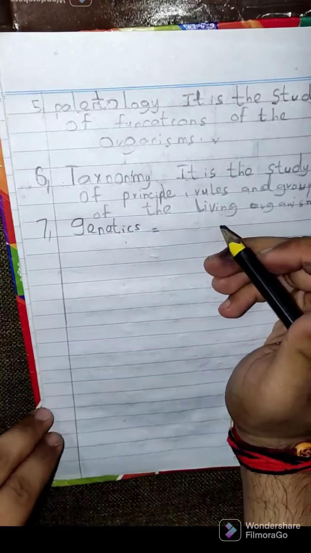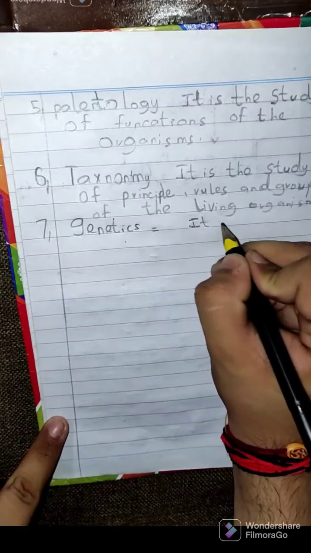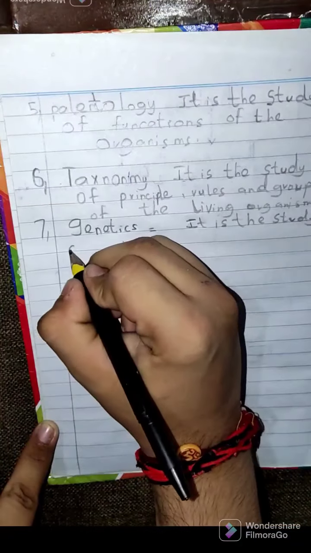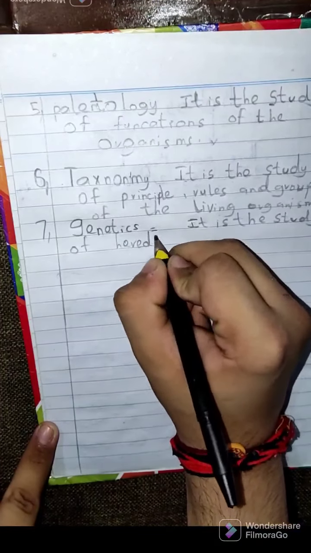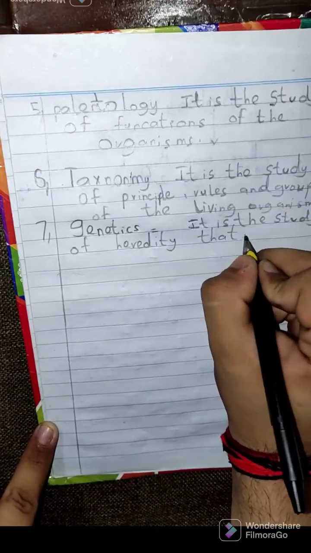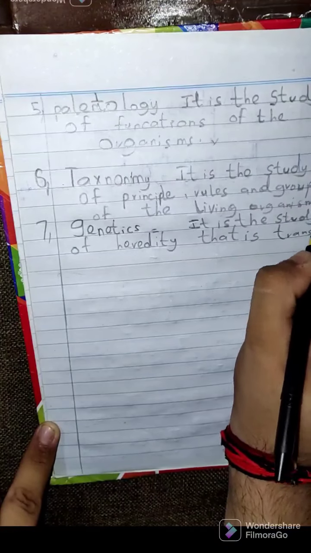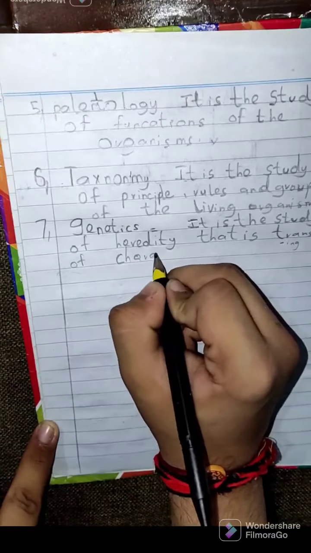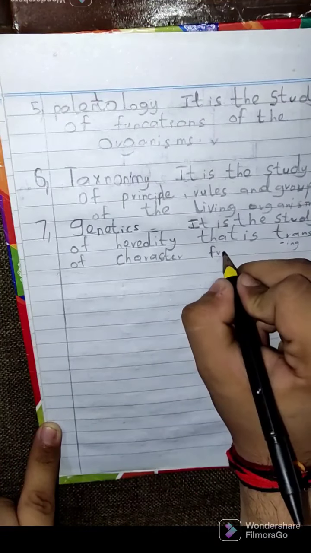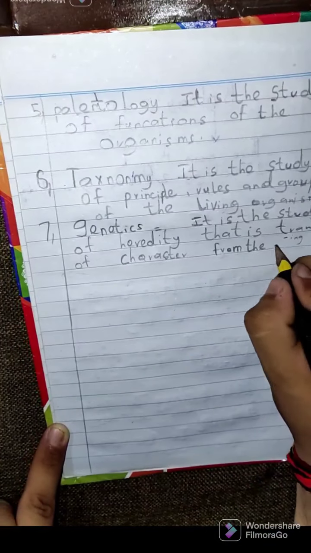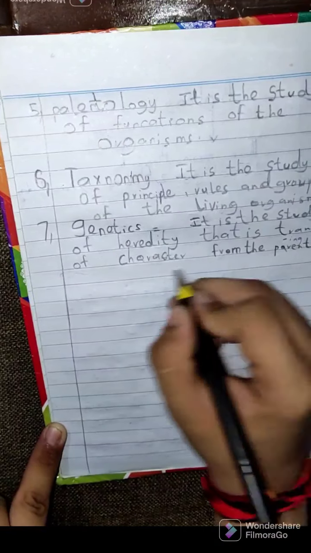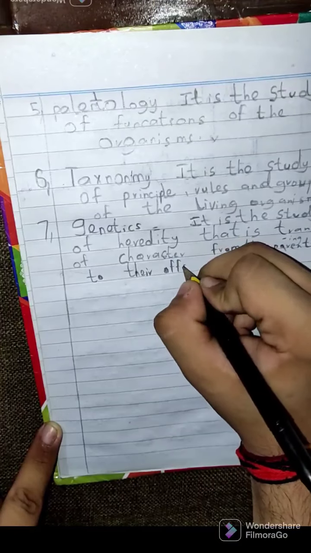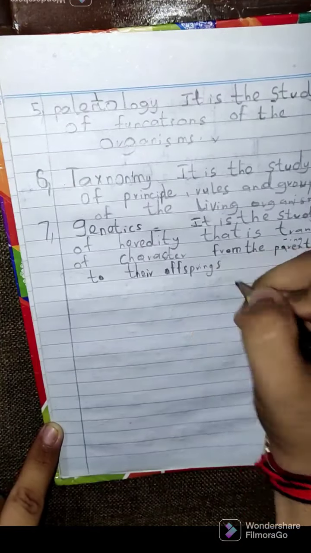Basically, it is the study of heredity, that is, the transferring of characters from the parents to their offspring. I'll be giving you a simple example of genetics, like the hair color that a father has.